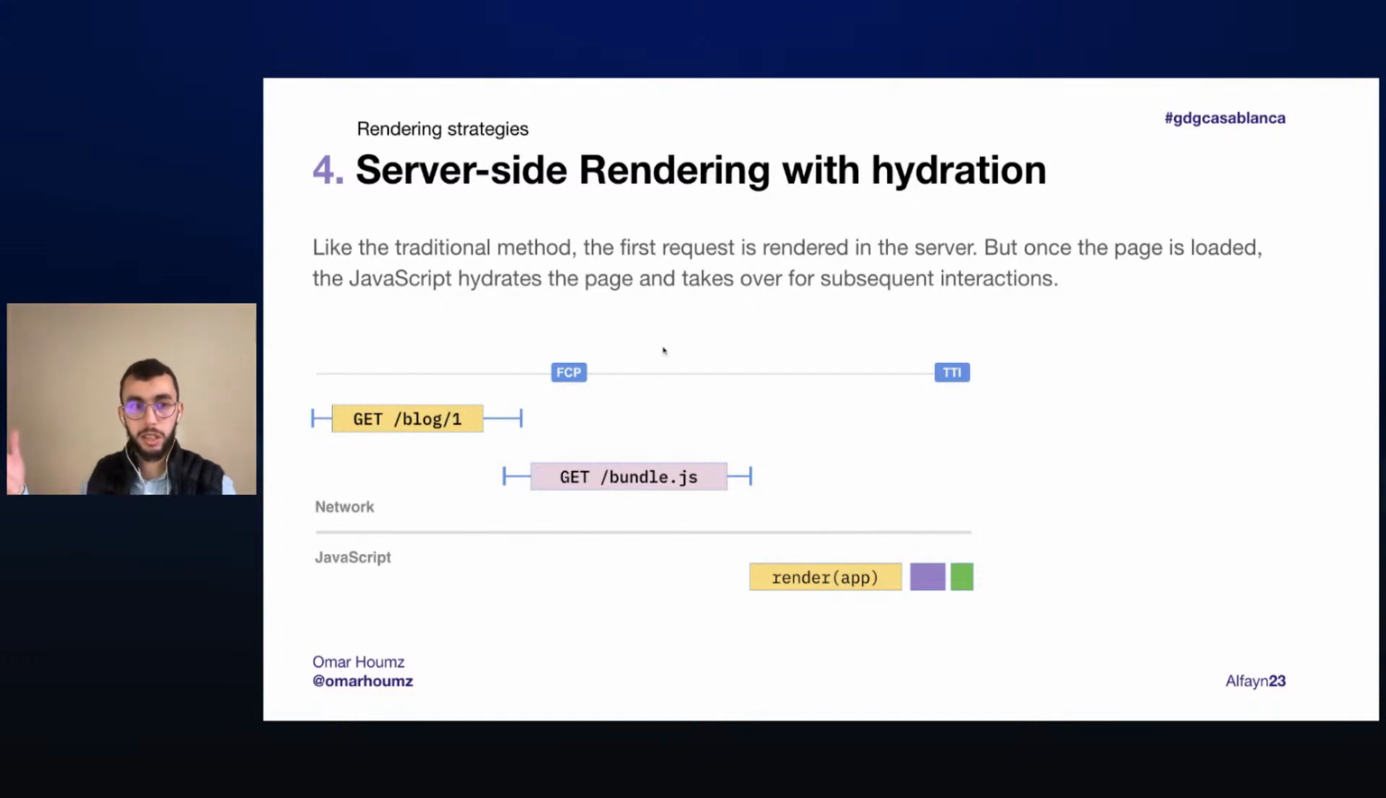So the server returns a page full of data, with our blog post, the text, etc., the image. And then we download the JavaScript as well, and then we render the app. After all of this, the time to interactive is also late, but we got the FCP from here to here.